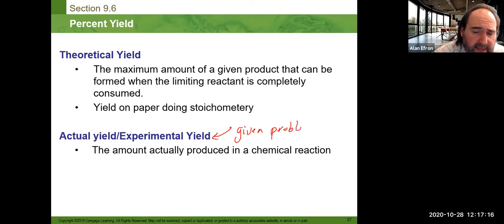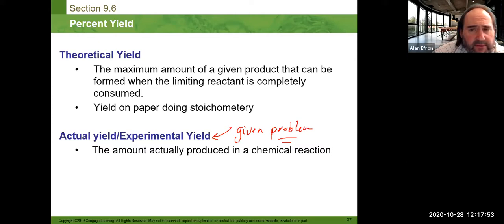Now, this number here, the actual yield, is usually given to you in the problem. Usually in these textbook type problems, somewhere along the way, they say you produce so many grams of this guy, or maybe so many moles of this guy. So the actual yield is usually given to you. The theoretical yield, you usually have to calculate, like we've been doing all the other stoichiometry calculations in this chapter. If it's not a limiting reagent problem, you just do those 4 steps. If it is a limiting reagent problem, you need to determine which one's the limiting reagent and how much theoretical yield you would produce.